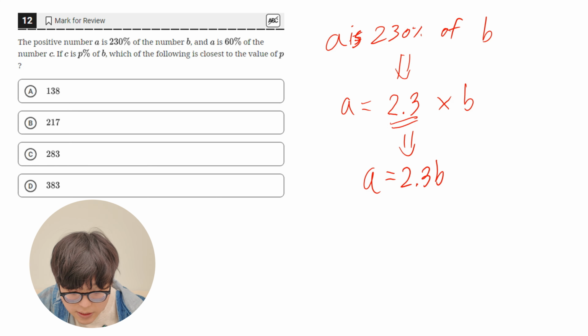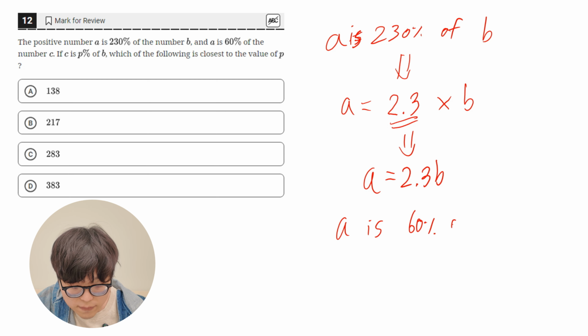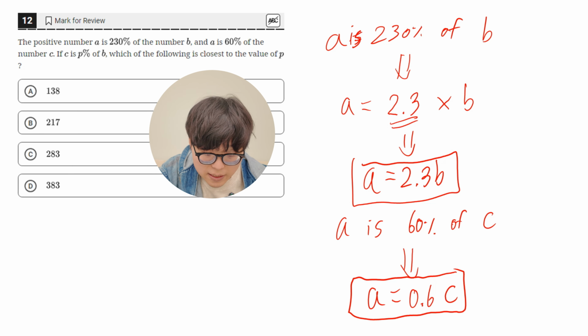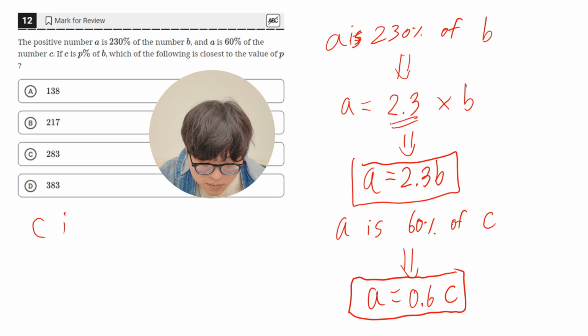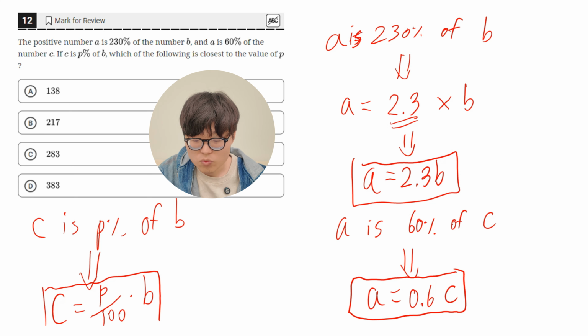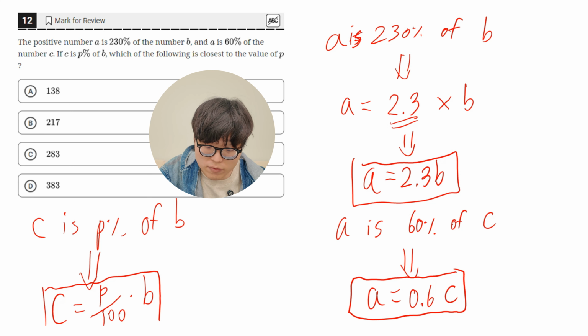Now, the second sentence says A is 60% of C. If we translate this like we did before, we're going to get A equals 0.6C. And the third sentence says C is P% of B. If we were to convert this, we would get C equals P over 100 times B. So from that question alone, we are able to translate the sentences into 3 different equations.